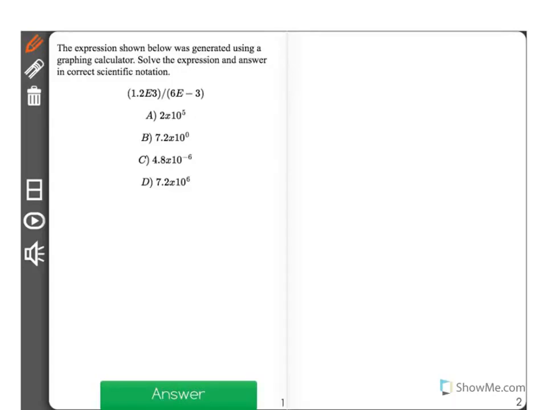The expression shown below was generated using a graphing calculator. Solve the expression and answer in correct scientific notation. 1.2E3 divided by 6E minus 3. Now, some things to know.